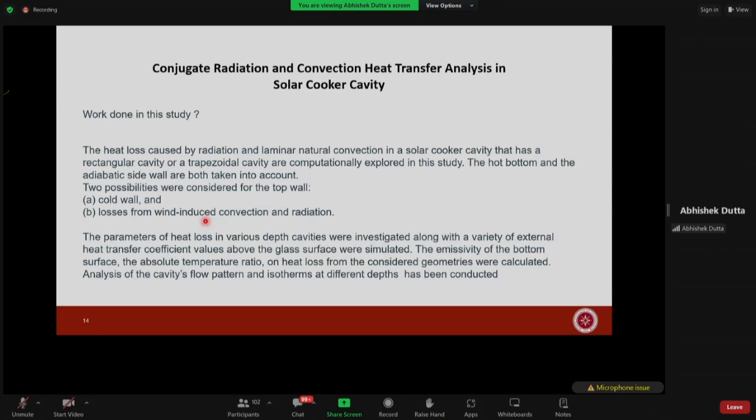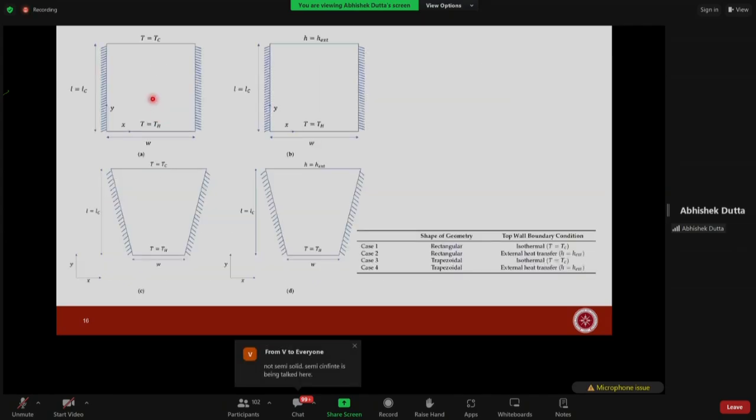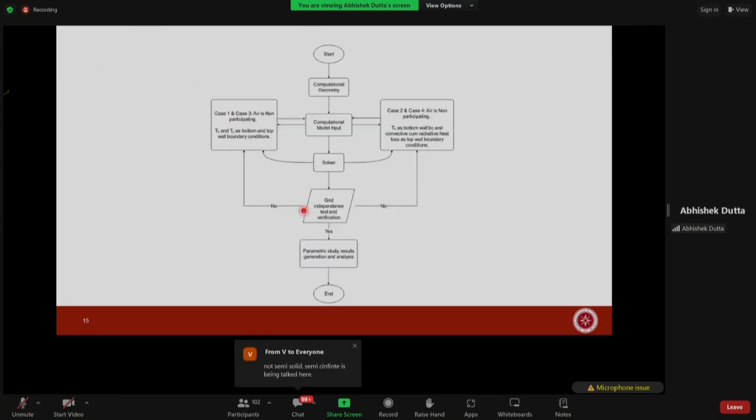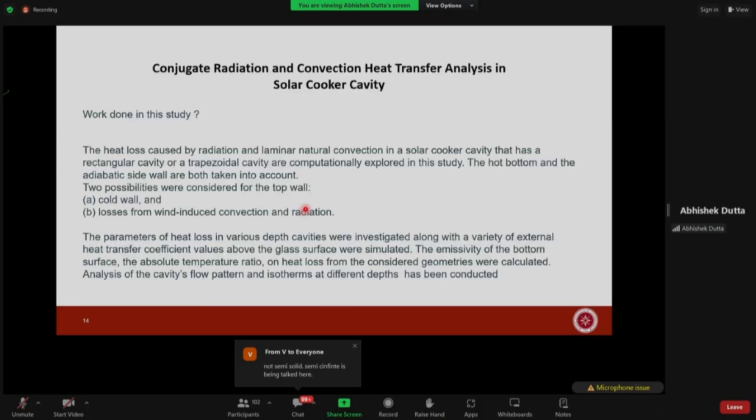Okay, I'm going to go a little bit quicker now. What they have done is consider the heat loss caused by radiation and laminar natural convection in a solar cooker that has a rectangular and trapezoidal cavity. That's basically this one, rectangular and trapezoidal. They considered 4 cases, which I'll come to in the next slides. Two possibilities were considered for the top wall: a cold wall, and losses from wind-induced convection and radiation.